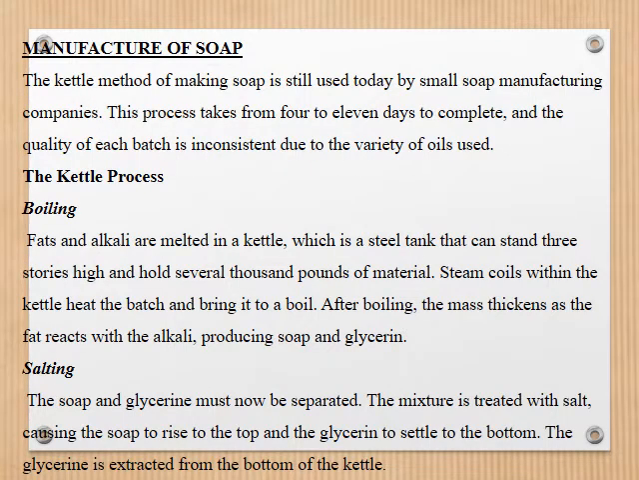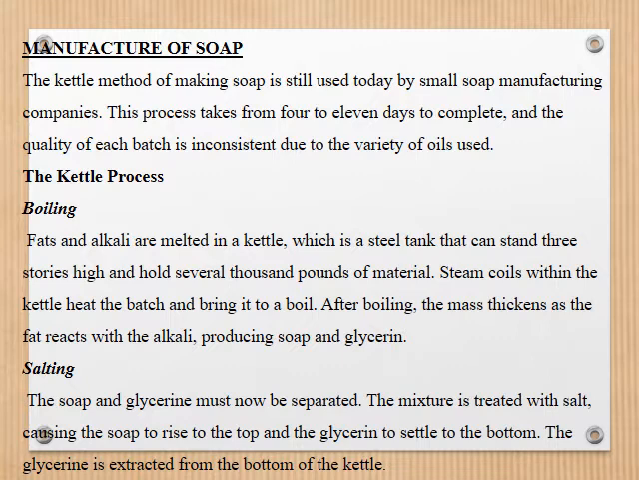The kettle method of making soap is still used today by small soap manufacturing companies. This process takes from 4 to 11 days to complete, and the quality of each batch is inconsistent due to the variety of oils used. Now we'll move on to the kettle process.